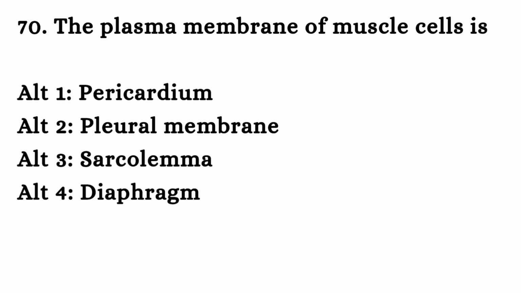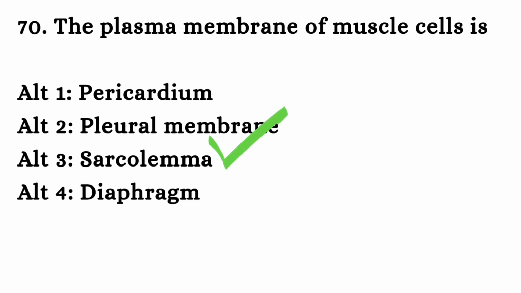Next question. The plasma membrane of muscle cell is option 1, pericardium. Option 2, pleural membrane. Option 3, sarcolemma. Option 4, diaphragm. Plasma membrane of a muscle cell. The right answer is option 3, sarcolemma, where pericardium is the layer of the heart, pleural membrane is the layer of the lungs, and diaphragm is the muscle between lungs and stomach.